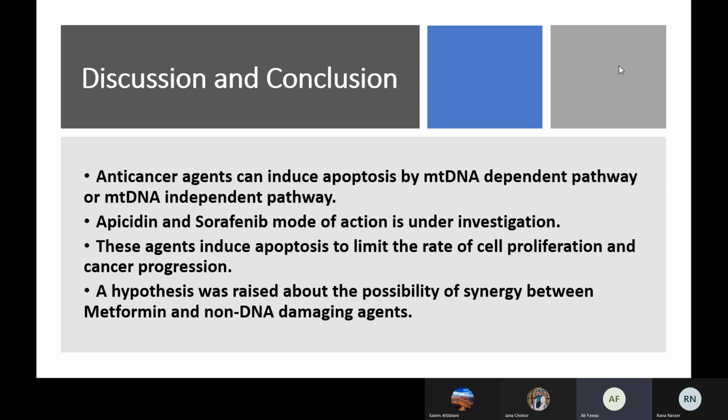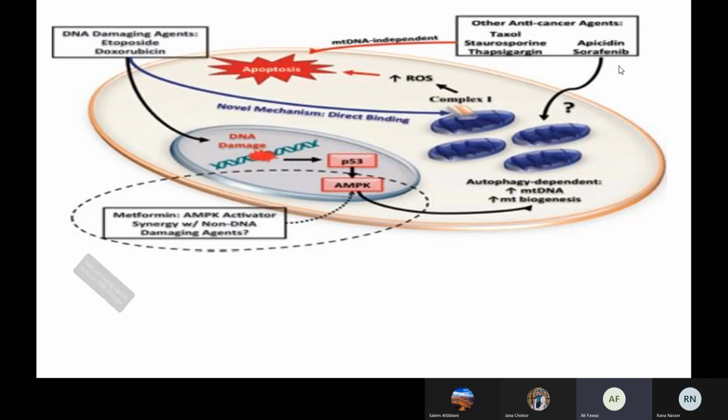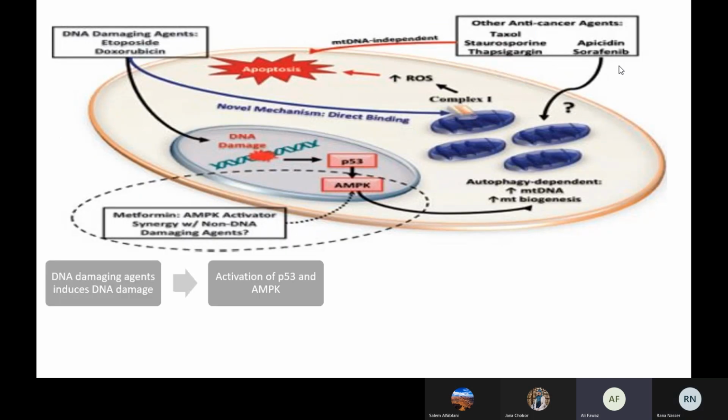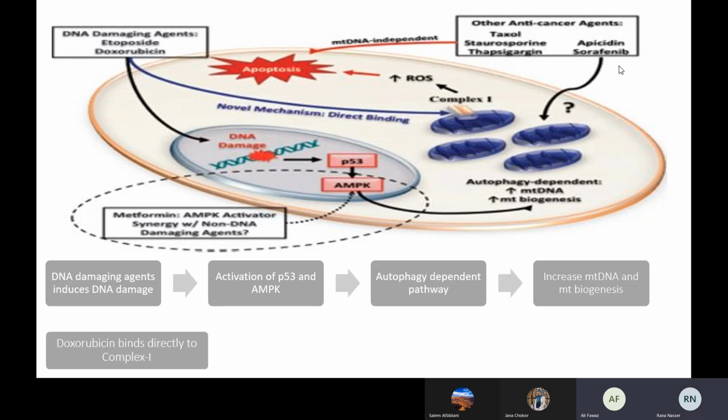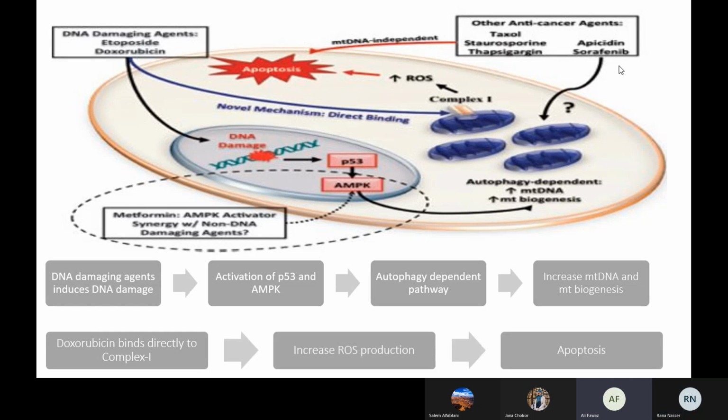Now, talking about the anti-cancer agents that we've studied in this research, we should say first clearly that there are some of them that do not have a very clear mechanism by which they induce apoptosis through an oxidative phosphorylation dependent manner through mitochondrial biogenesis, including apicidin and sorafenib. On the other hand, we studied the way etoposide and doxorubicin induce apoptosis in cancerous cells.